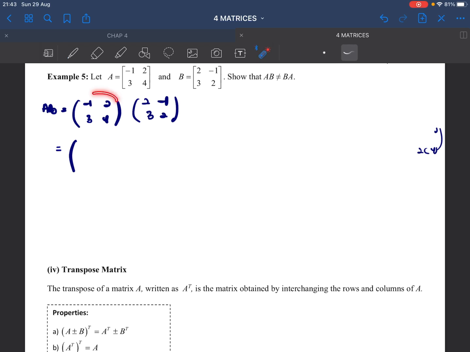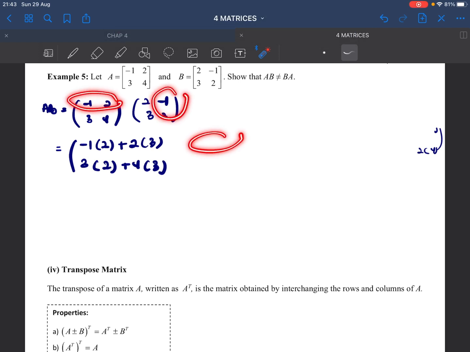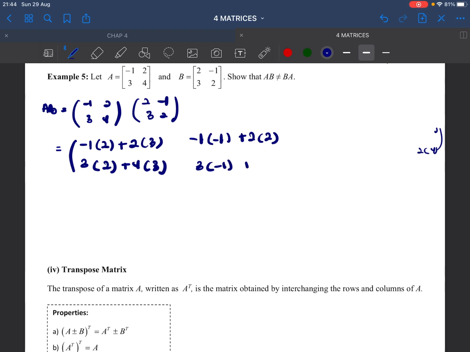So sekarang first row, kalau tak faham juga kita tulis je dulu negative 1, 2. Okay, nak darab dengan apa? Darab dengan first column. Okay, 2, 3. So plus kat sini. So pergi sebelah sini, nak pergi sebelah sini pun boleh, tapi kena ambil yang second row lah. So 3 yang dalam bracket sama, plus 4, 3. Okay, so now kita dah dekat sebelah sini. So first row times second column. So negative 1 times negative 1 plus 2 times 2, and here is 3, negative 1 plus 4, 2.